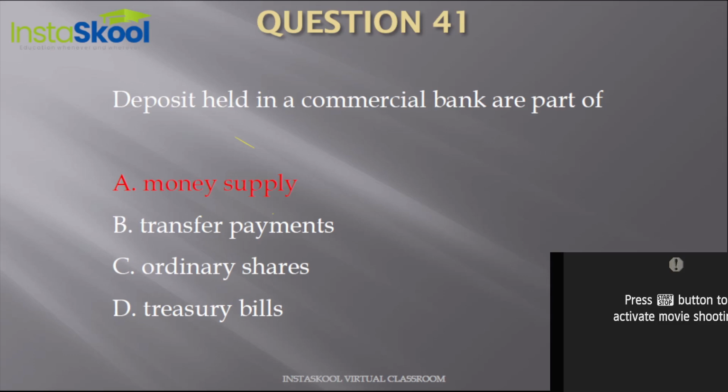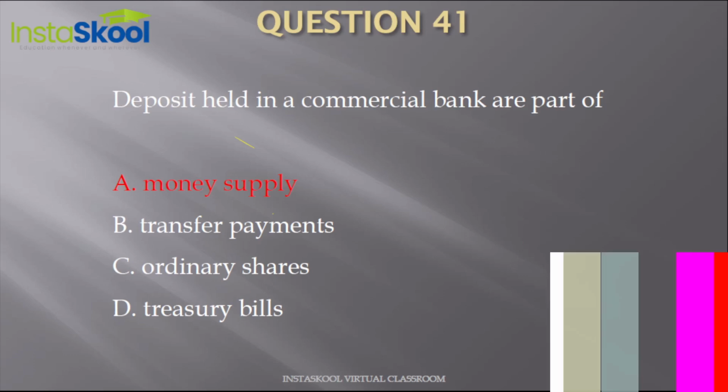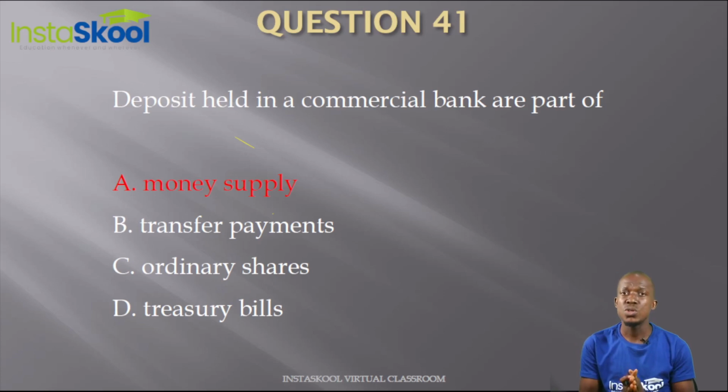Money supply is the total amount of money in circulation in an economy, and this includes both the deposits in the bank and the currency in circulation. So our correct answer is option A.